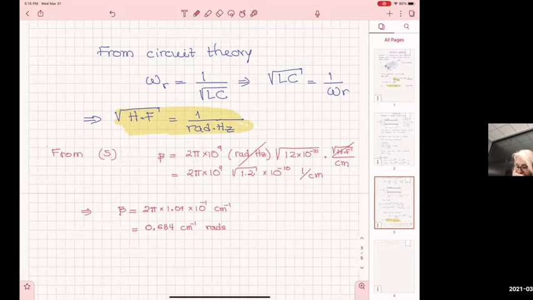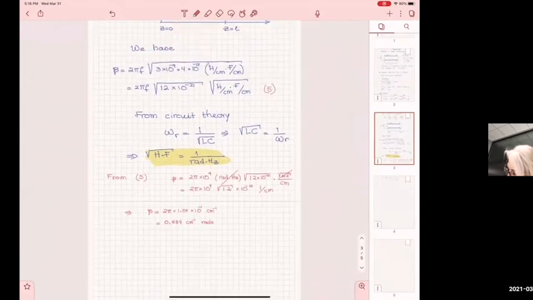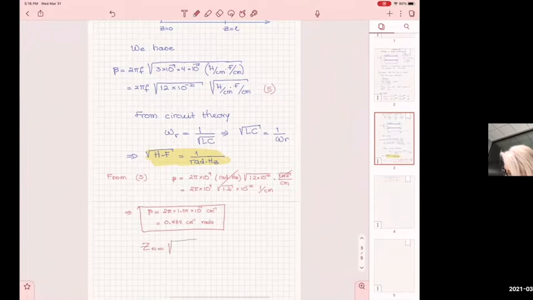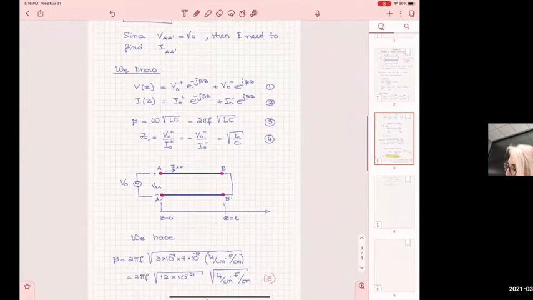All right. When you find this, eventually it is an exponent. So what we have from here is we found beta. And we can find Z naught, which is the square root of L over C, which is the square root of L, which we found in per unit length, obviously.